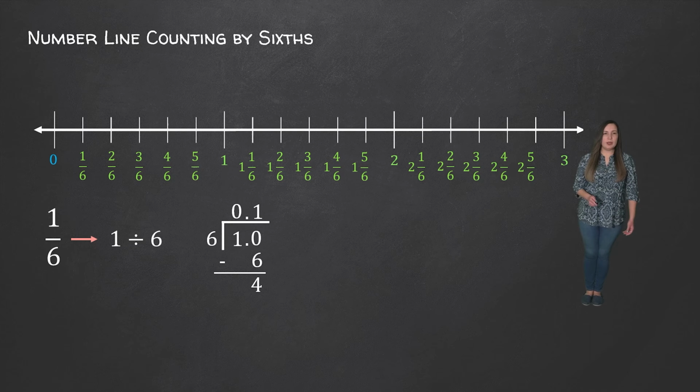Because we have a remainder, we're going to go ahead and add another 0. Make sure you bring that 0 down. Now we ask ourselves, how many times does 6 go into 40?